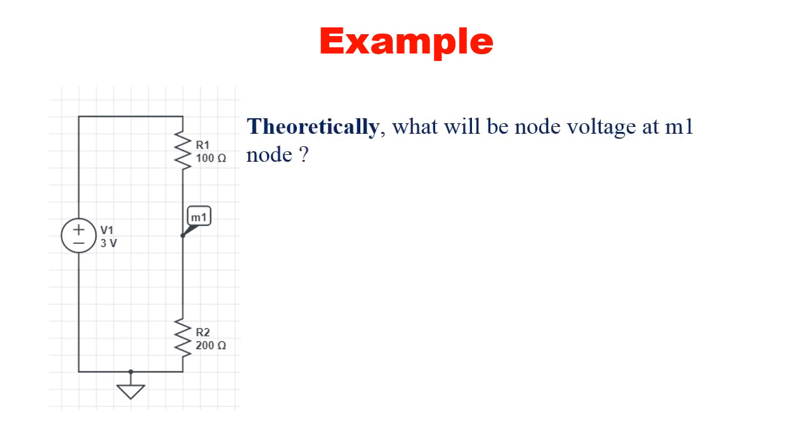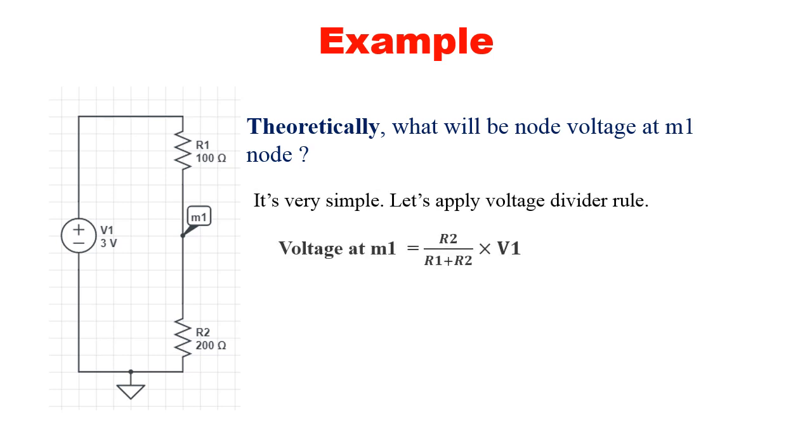Now this is the problem statement. Theoretically, what will be the node voltage at the M1 node? Theoretically means we need to calculate on paper. So it's very simple. Let's apply the voltage divider rule, and that will be equal to R2 divided by R1 plus R2 times the voltage source V1. So that will be equal to 200 divided by 300 times 3, that is equal to 2 volt.